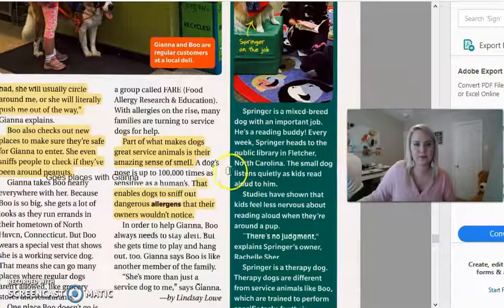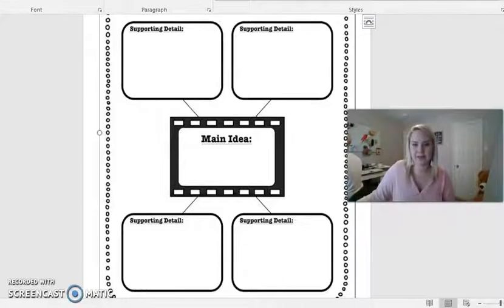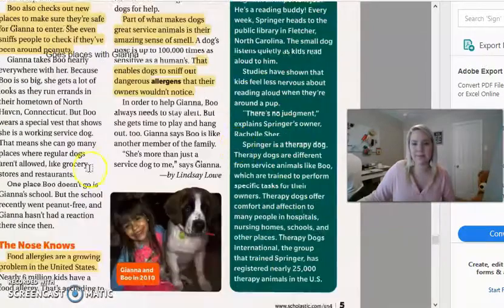Another one we could use, right here, this was a great one. Boo also checks out new places to make sure they're safe for Gianna to enter. She even sniffs people to check if they've been around peanuts. So I could say on my other supporting detail, Boo smells other people to check if there are peanuts in the area. Okay, so you can put it in your own words, and that's fine. So you're just going to look for those 4 supporting details, which we've highlighted a lot.